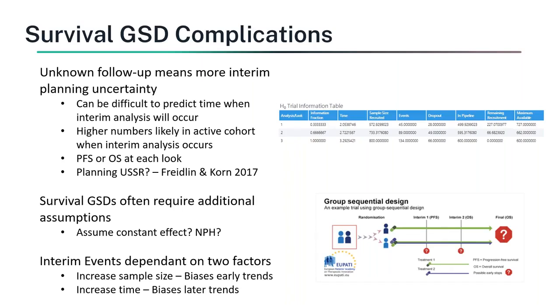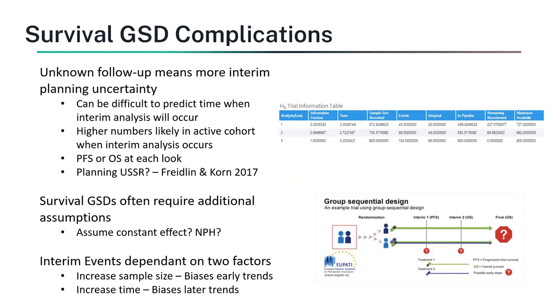Another thing to keep in mind is that survival group sequential designs often require additional assumptions. So, do you assume a constant treatment effect, or is there non-proportional hazards? Obviously, this assumption is often made in survival trials anyway, but it becomes even more important in the group sequential setting since it can be very specific to each of your analyses and have a huge bearing on how likely you are to stop for efficacy or futility, especially maybe earlier on. If there's a delay in the treatment effect, for example, then obviously that would increase your chances of stopping for futility.